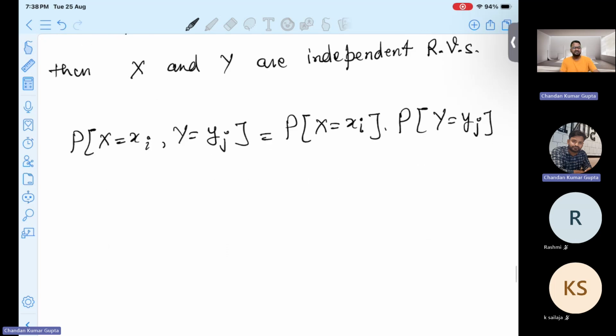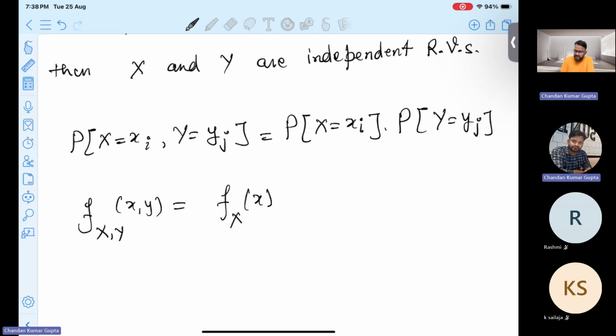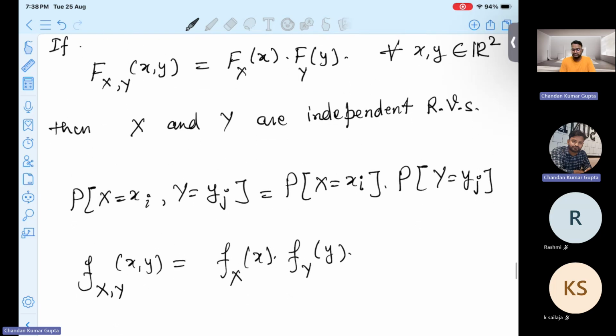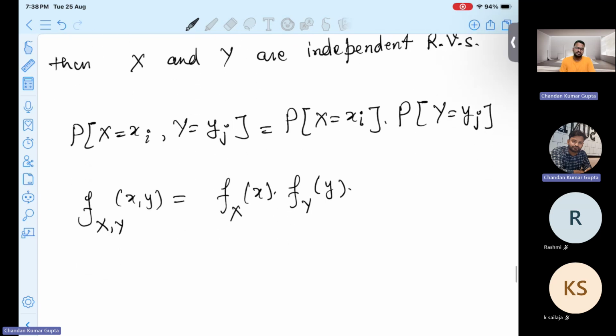The same happens for the continuous case as well. Here f(x,y) is nothing but f_X(x) times f_Y(y). So if X and Y are independent, then this condition holds. If discrete, then the mass function condition holds. If continuous, then the density.